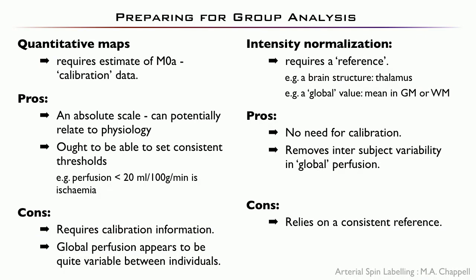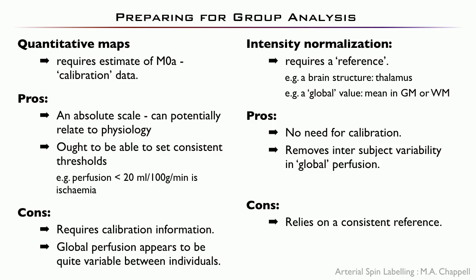We also need to worry about intensity normalization. Well, in practice, we shouldn't need to because we're generating quantitative maps. So in principle, we should be able to compare individuals based on a fully quantitative measure of perfusion. And that would allow us to then set consistent thresholds. So if we were looking for ischemia, we should be looking for 20 ml per 100 gram per minute. And this is fine as long as we've got calibration information.